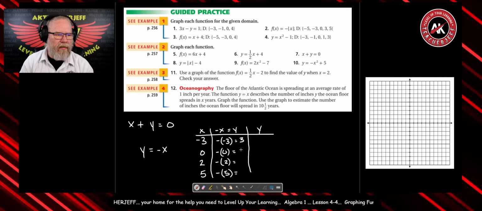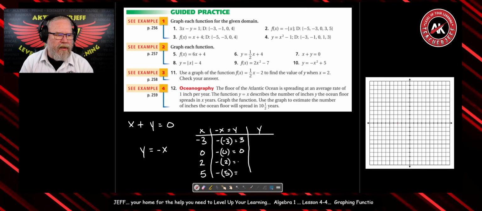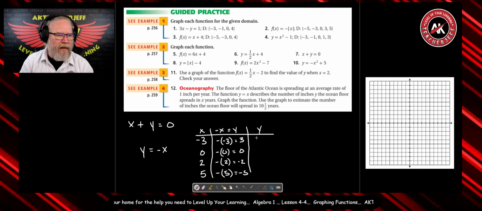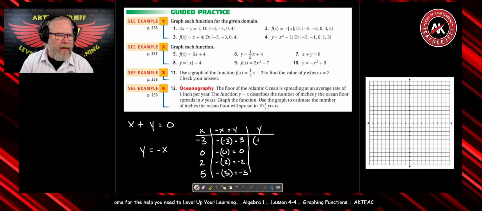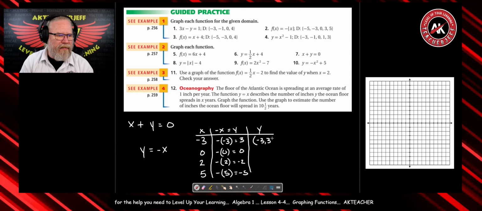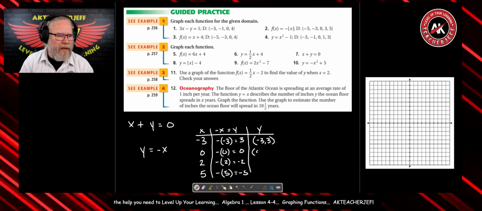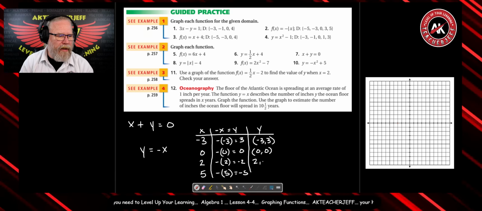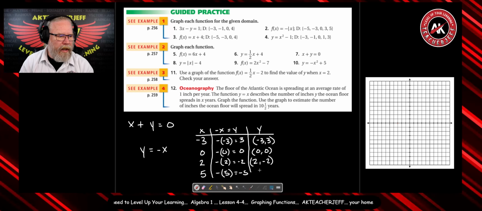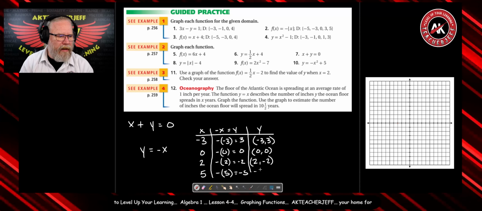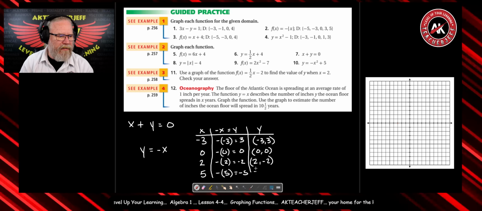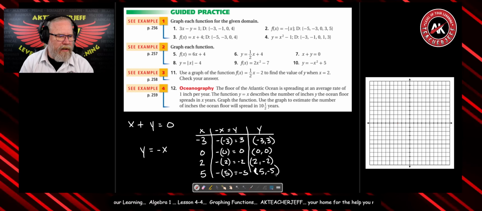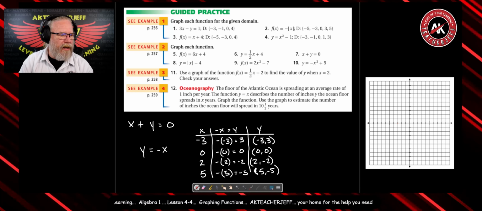What's the opposite of 0? Well, that's just 0. What's the opposite of 2? -2. The opposite of 5? -5. So there's our outputs. So our ordered pairs. Put in a -3, we get back a +3. Put in a 0, we get back a 0. Put in a 2, we get back a -2. And if we put in +5, we get back -5. Let's go ahead and plot those.